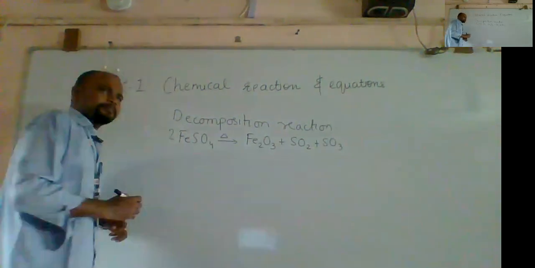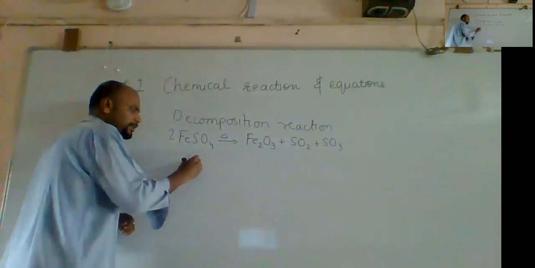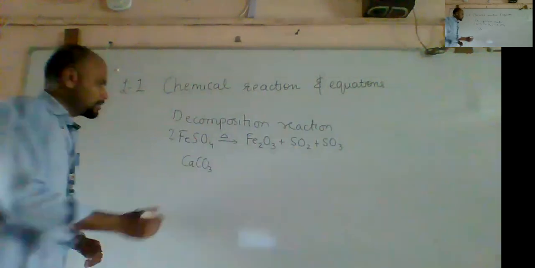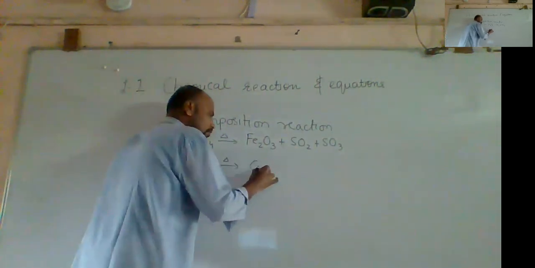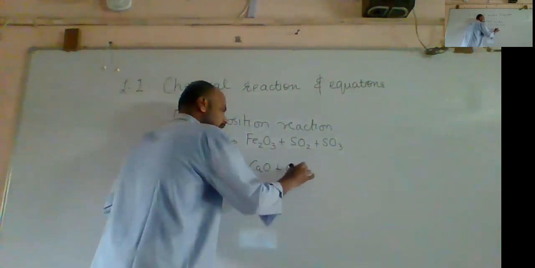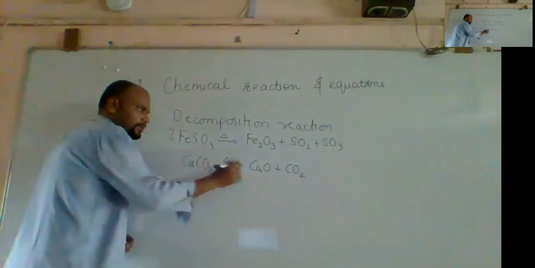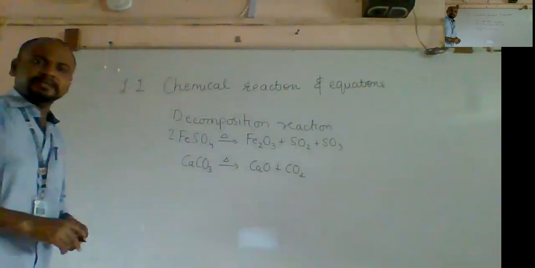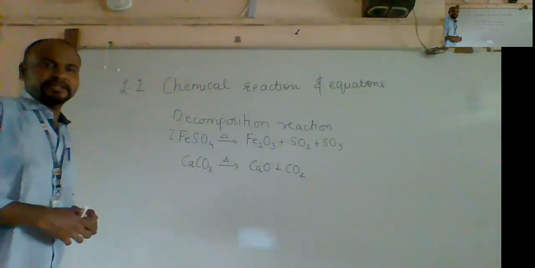Here, the next example, if you take, is calcium carbonate. Calcium carbonate is also known as limestone. When it is heated, it gets broken down into calcium oxide plus carbon dioxide. So over here, this is calcium oxide, this is carbon dioxide. So these are examples of decomposition reaction.